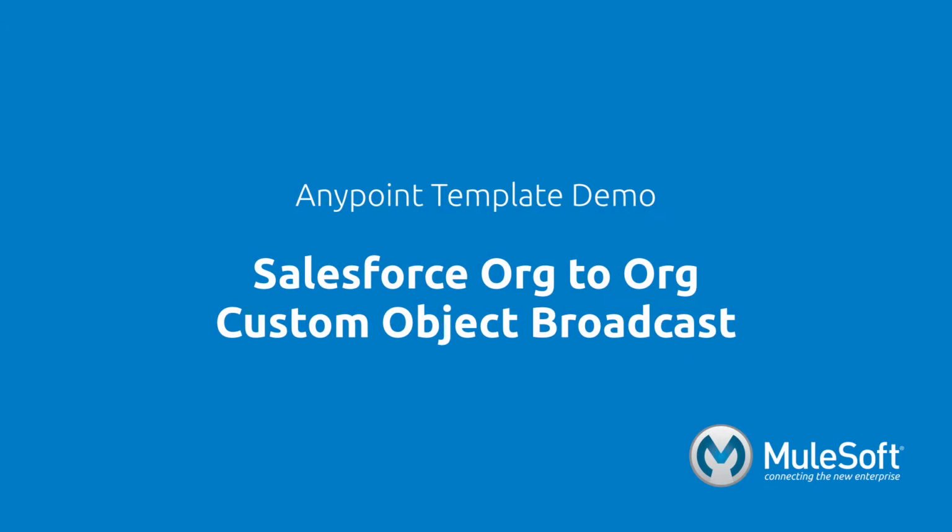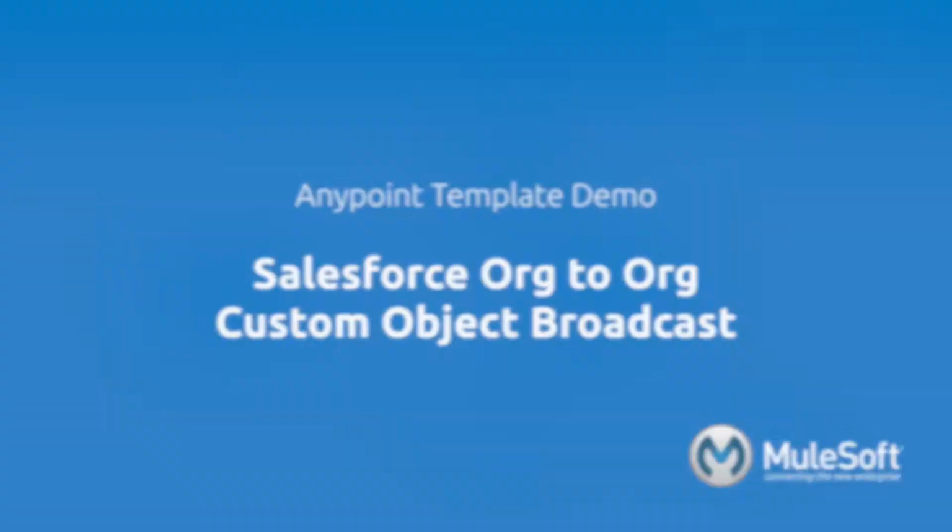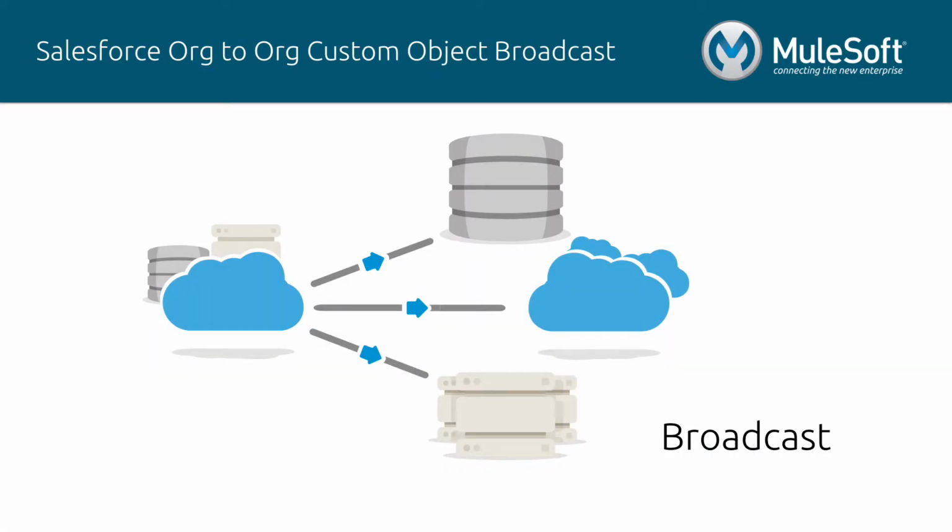This demo will showcase our Salesforce to Salesforce custom object broadcast template. Broadcast is the act of moving data from a single source system to many destination systems in an ongoing, near real-time or real-time basis. Essentially, it is one-way synchronization from one to many. This type of integration is useful when synchronizing data from one system to another in real time, creating a sales order in one system when an opportunity is marked as won in another, and many more.